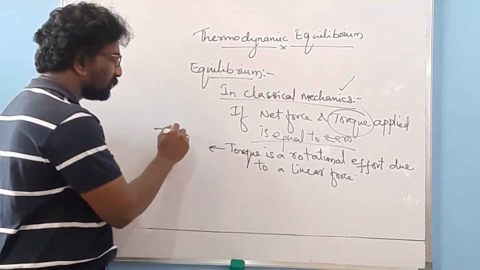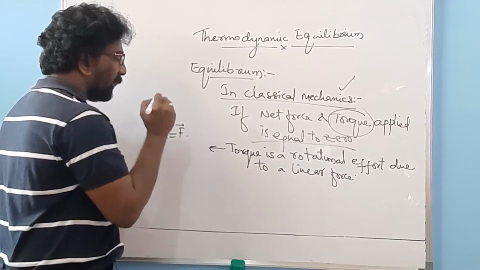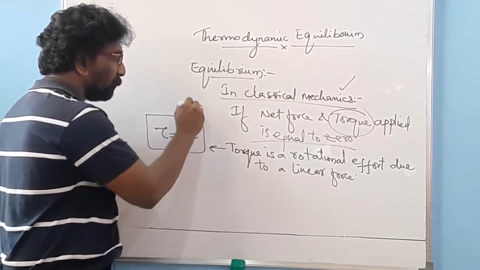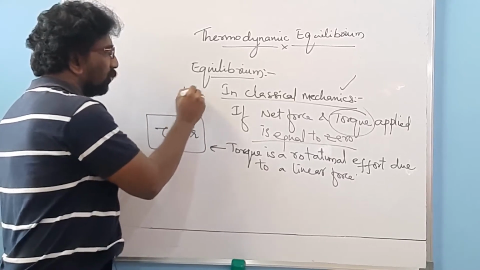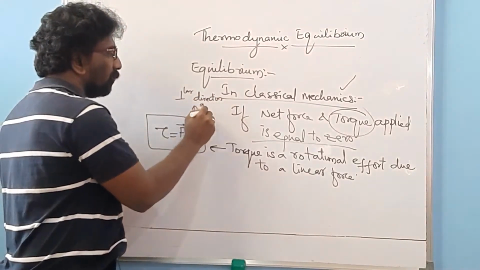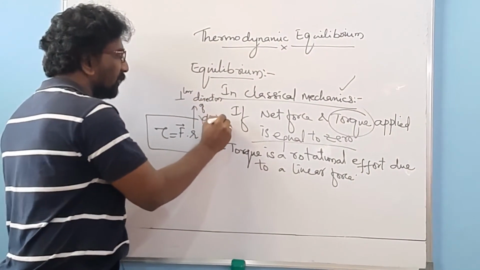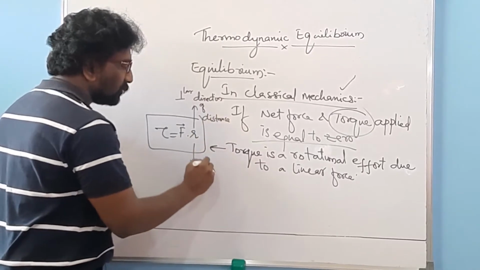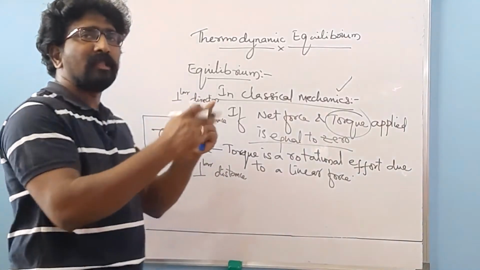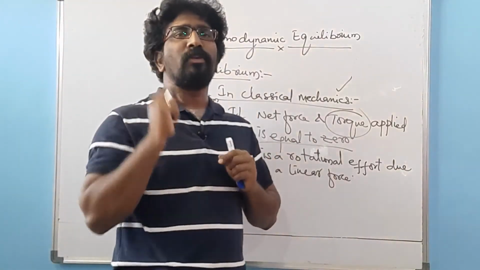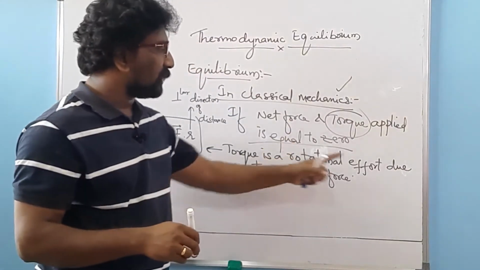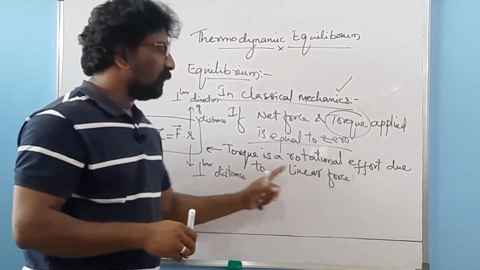It is a product of the force applied and the perpendicular distance. This r is nothing else but the perpendicular distance which the force will travel in order to make that rotatory motion at the point where you want that force to be applied. So torque is a rotational effort due to a linear force.